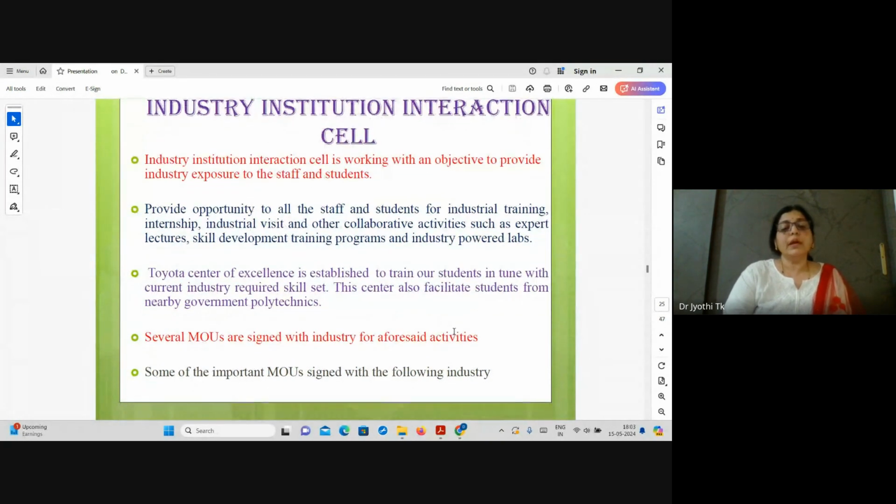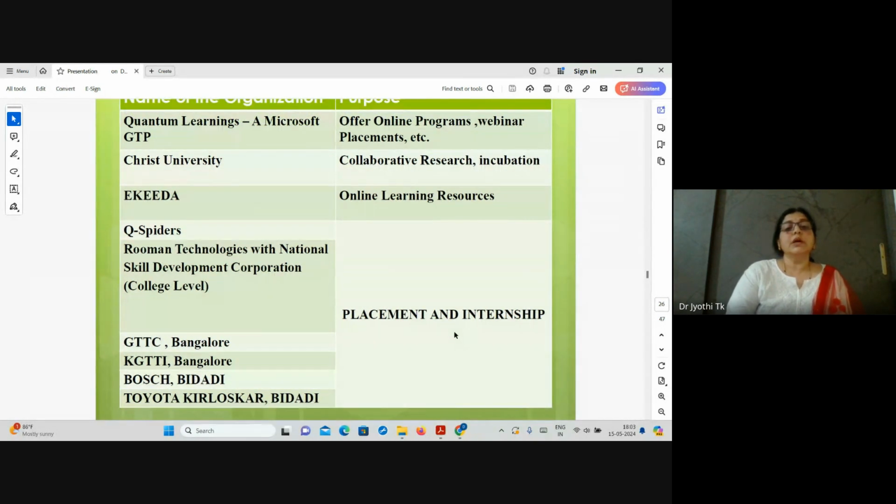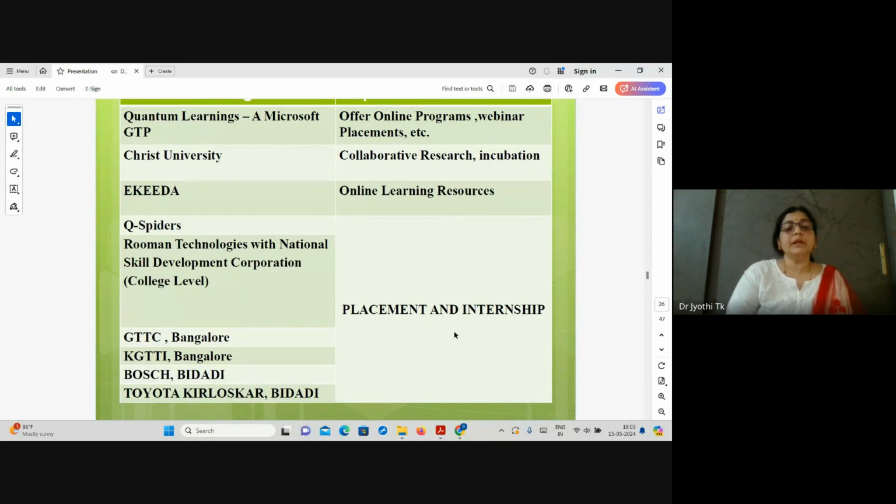Some of the important MOUs signed with the following industries. We have an MOU with Quantum Learnings. We have an MOU with Christ University. It is a collaborating unit for research and incubation. eKida for online learning resources. QSpiders for placement and internship. GTTC, KGTTI, Bosch, Bidadi, which is located in Bidadi, and Kirloskar.